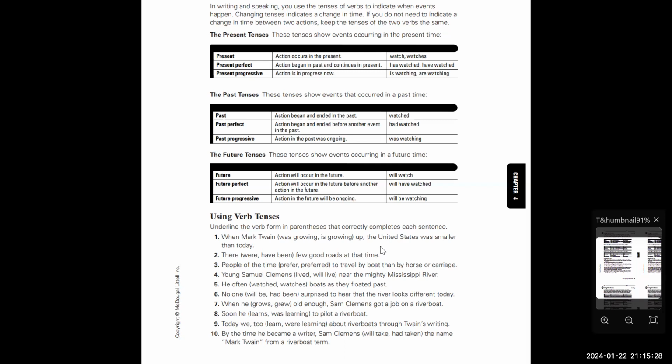Okay, so your answer is with "ed." "People of the time prefer to travel by boat than by horse or carriage." So the answer there is without "ed." Why do you think so? Your answer is wrong. It should not have "ed." Any guess why?